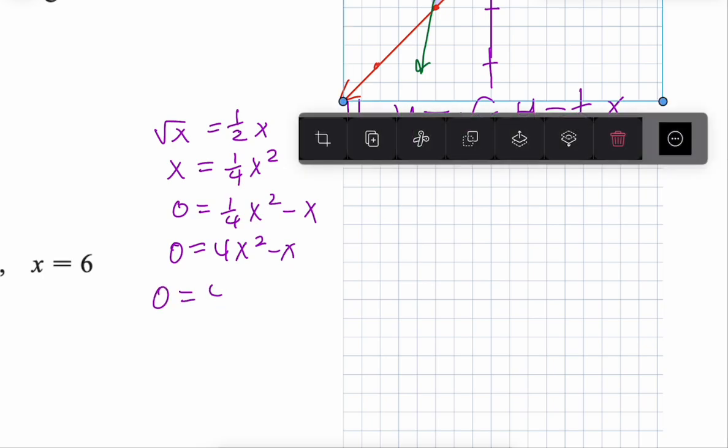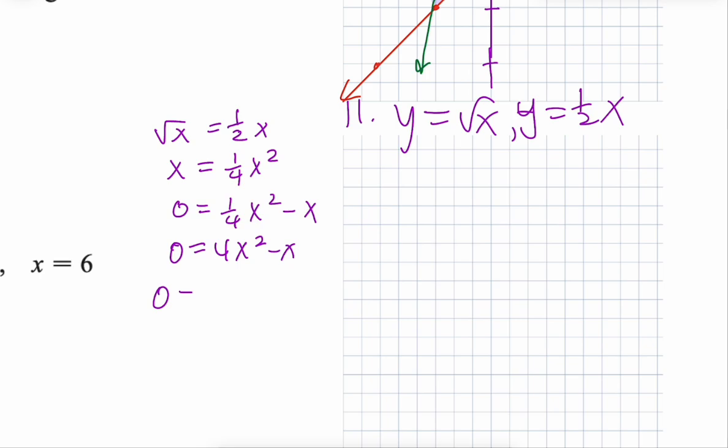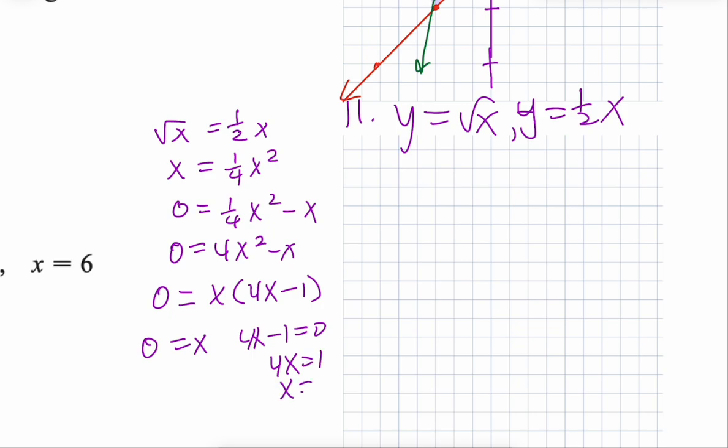We can factor out an x, and then we're left with 4x minus 1. And so these hit each other at 0 and at 1/4. Okay. So again, very small values that we have to look at.